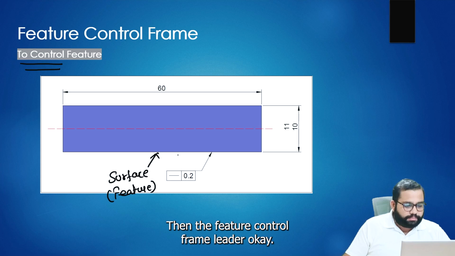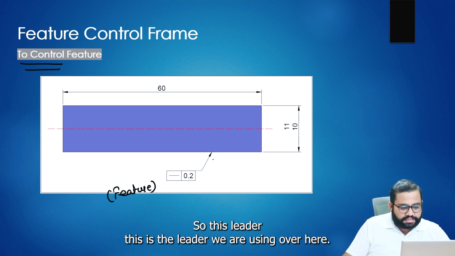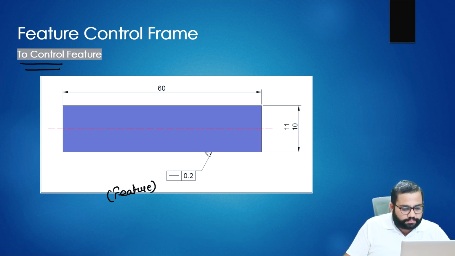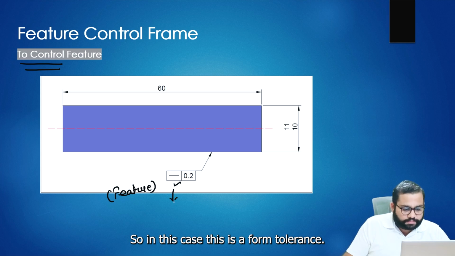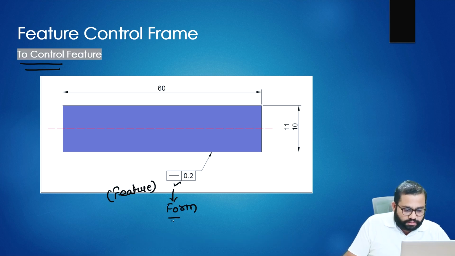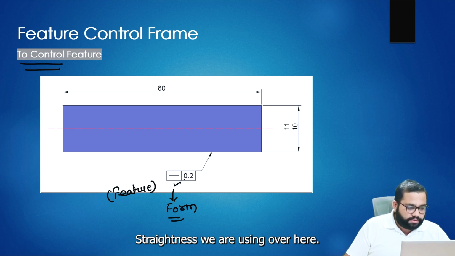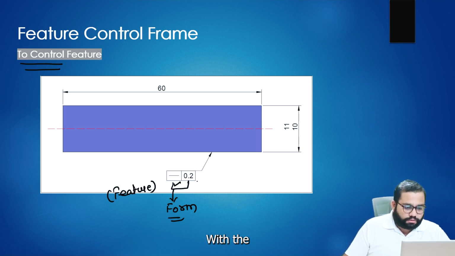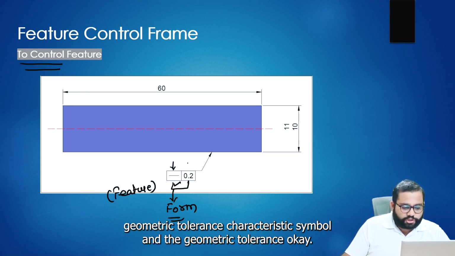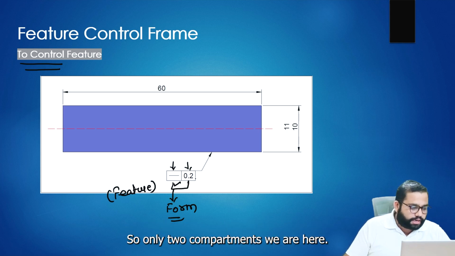Then comes the feature control frame leader. This is the leader we are using over here, with the leader arrow pointing directly onto the surface of the object. In this case, this is a form tolerance, straightness. Whenever we use a form tolerance, we have only two compartments: the geometric tolerance characteristic symbol and the geometric tolerance.